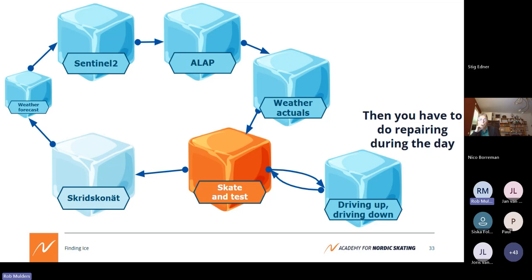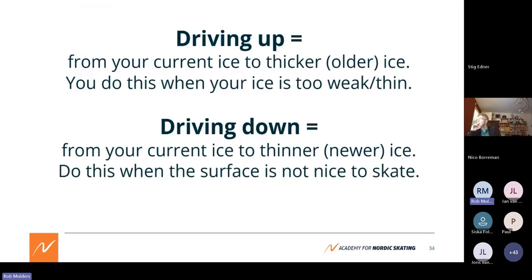And what is driving up, driving down? What do I mean by that? Driving up is for me that I drive from the current ice to thicker, older ice. And driving down is going to a lake where you know that the ice there is thinner or newer. And that's important to always know.